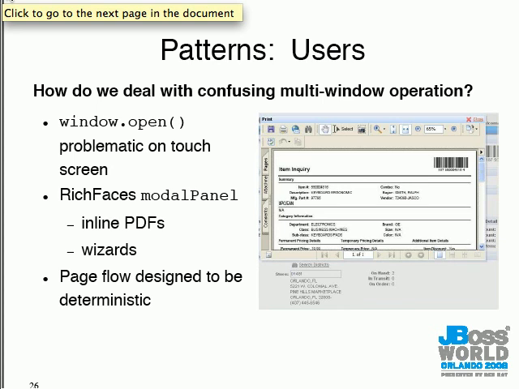How do we deal with confusing multi-window operation? Seam does support conversational workspace management. This is something that is good for our users. We have a touchscreen with limited real estate. Oftentimes it's hard to know that there's a window open in the background because we only have an 800 by 600 available. So we avoid any JavaScript window.open.